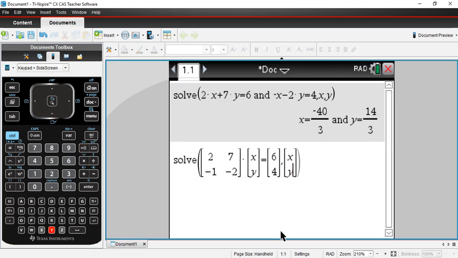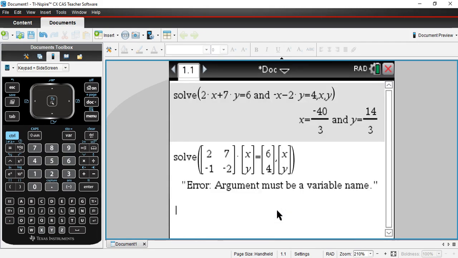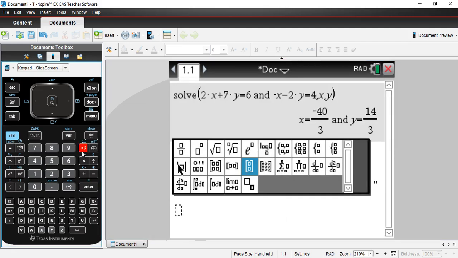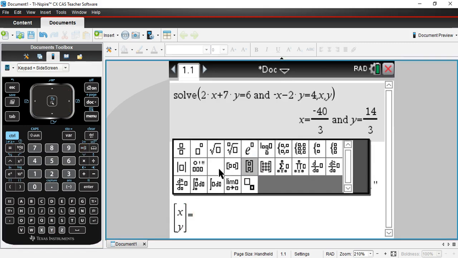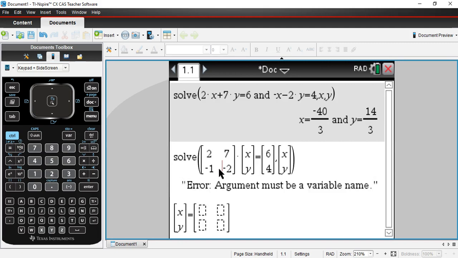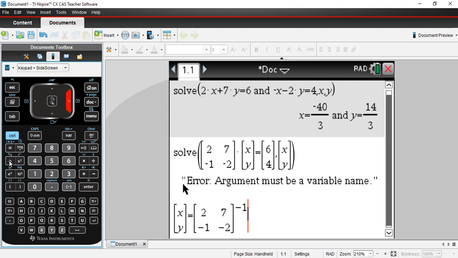Let's see whether this works. I haven't done this in a while. What do I do? Oh, that's not good. Okay, in that case, we do something else. x, y equal to 2, 7, negative 1, negative 2. I'd be very surprised if this works actually. Times 6, 4.